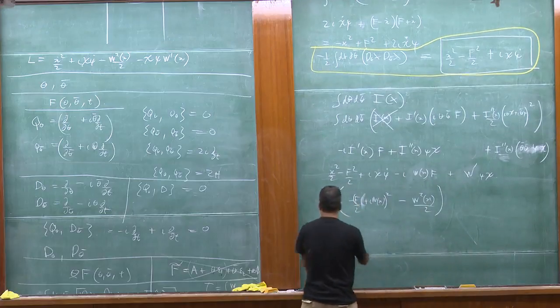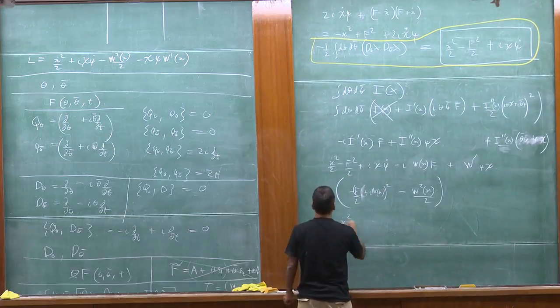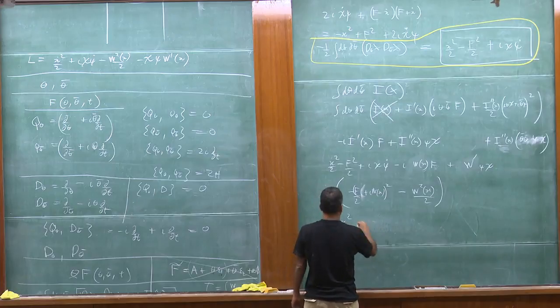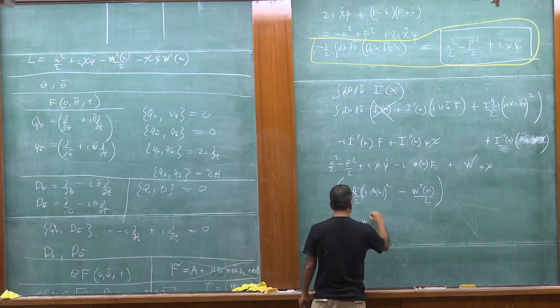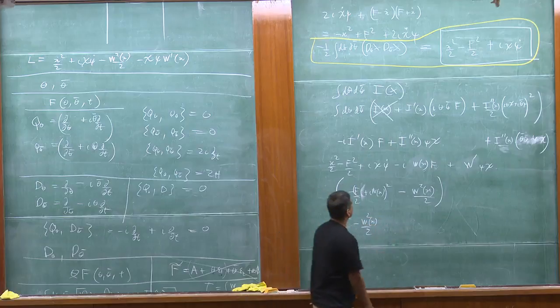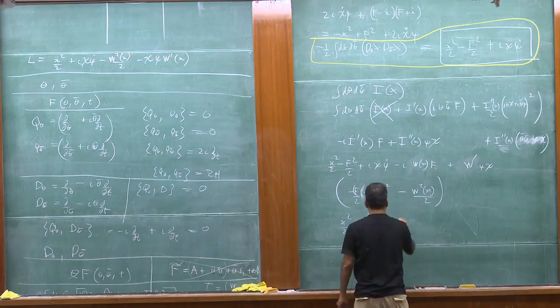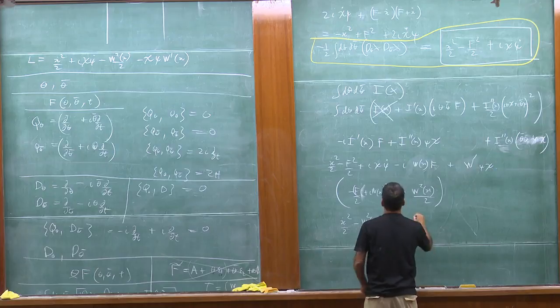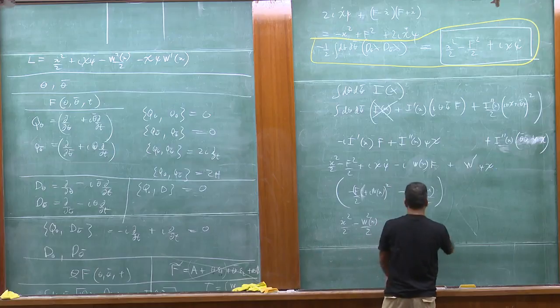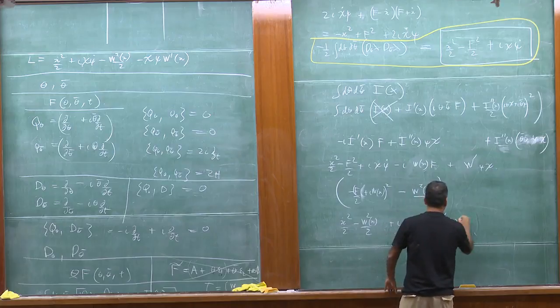And so we get x dot squared by 2 minus w of x squared by 2, and then whatever didn't involve f we just keep, so plus I psi chi psi dot plus w prime psi chi.